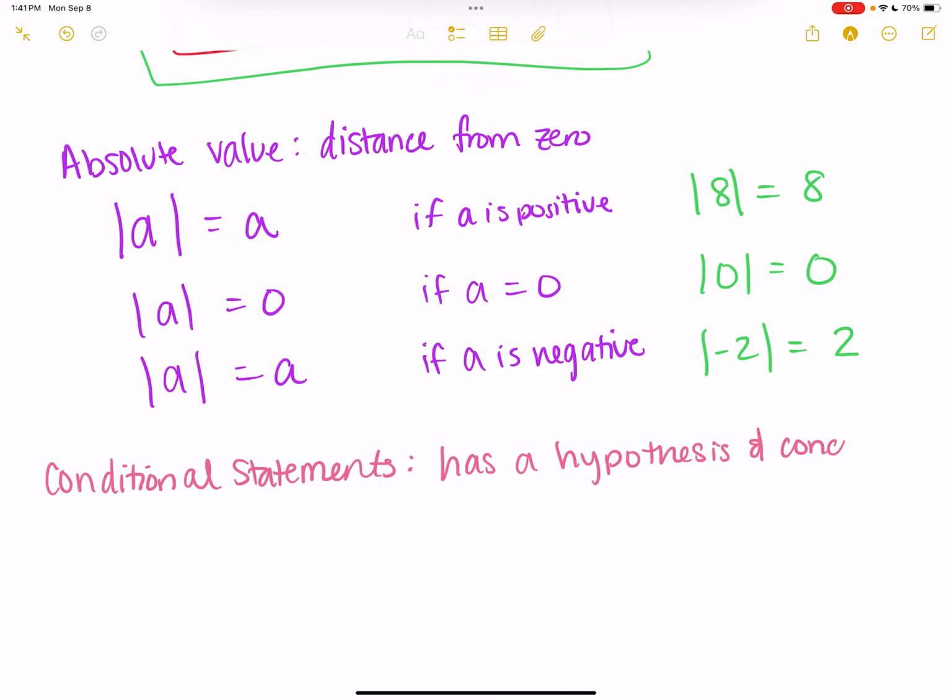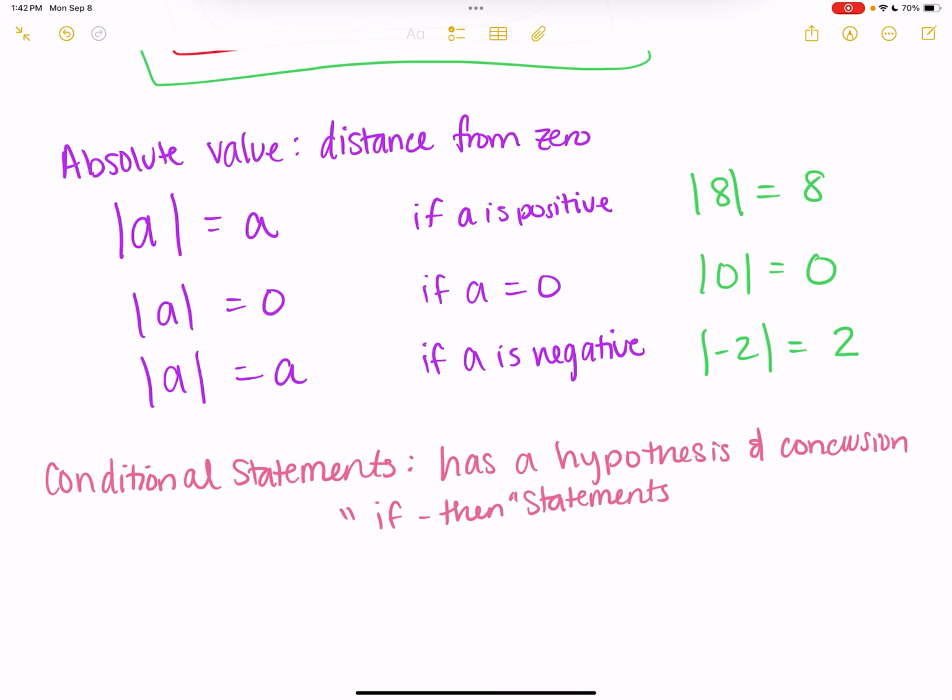So, we also sometimes refer to them as if-then statements. So we could have something like, if it doesn't rain today, then I'm going to go to the park. Okay, that's an if-then statement, a conditional statement. But obviously we can have them in math as well.